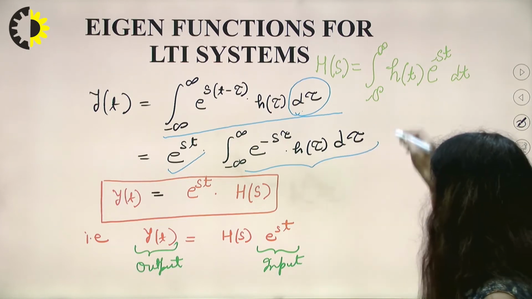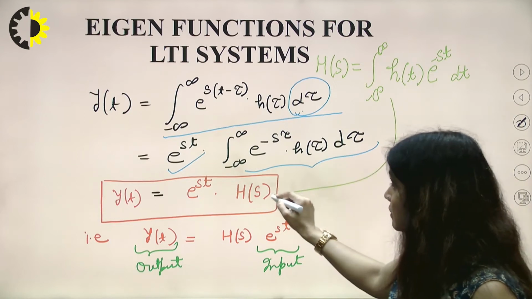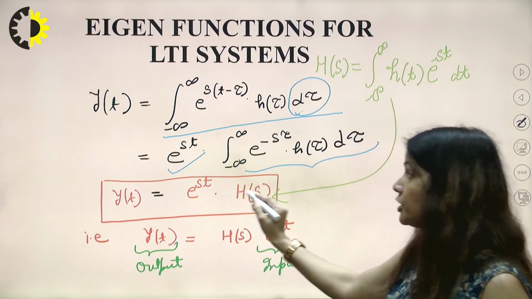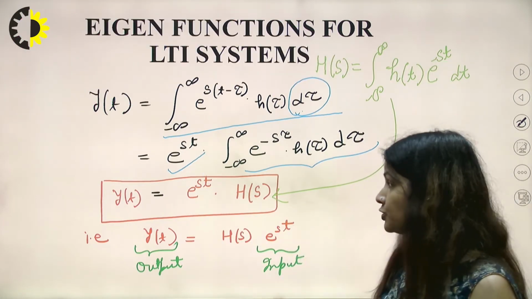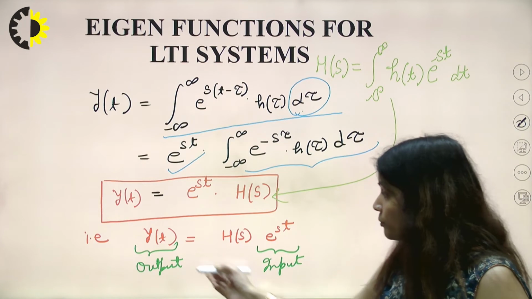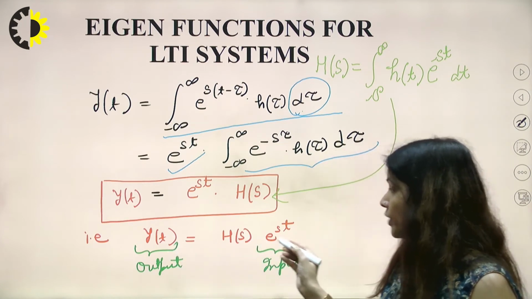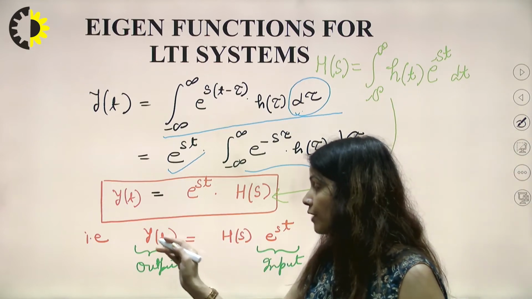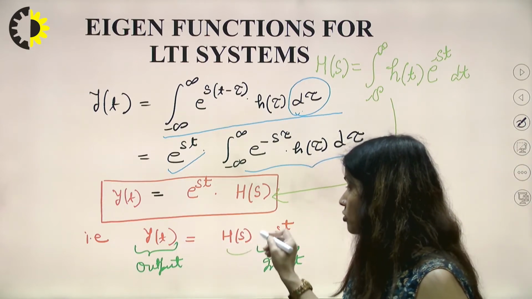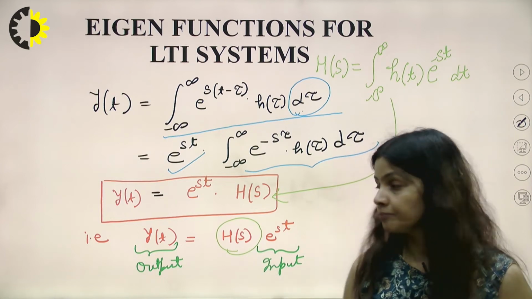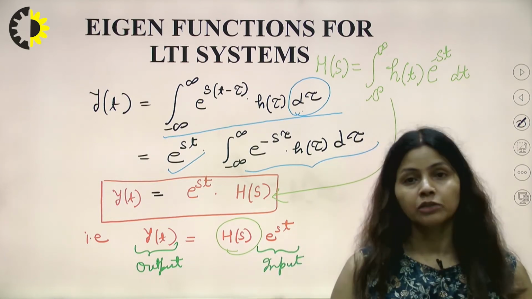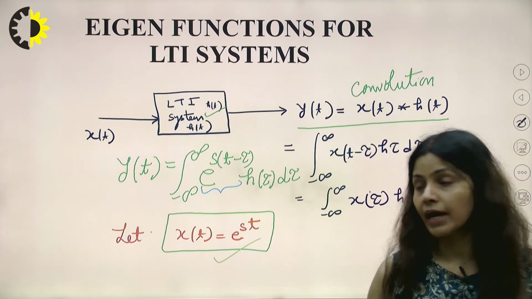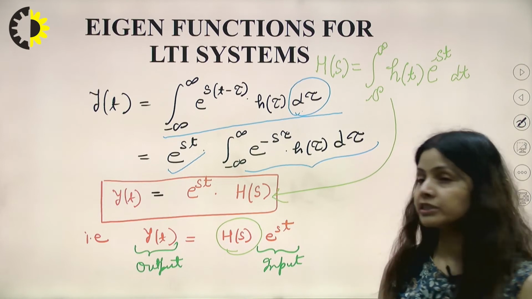So here I can replace it like this, that is, y(t) is equal to e raised to the power st into H(s). Now coming to the output, y(t) is equal to H(s) e raised to the power st. So here my output is y(t), this is my constant, and input is e raised to the power st, because earlier I said my input is e raised to the power st and now my output comes out to be H(s) into e raised to the power st.